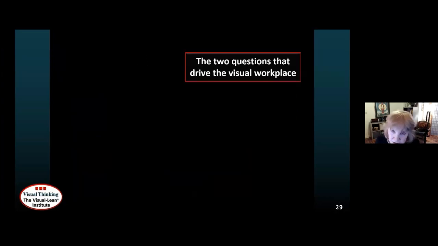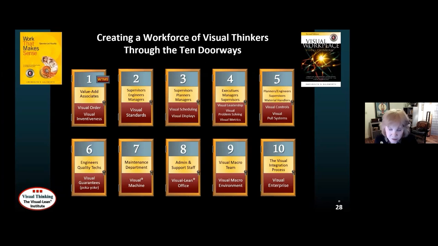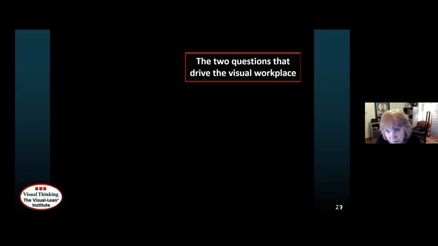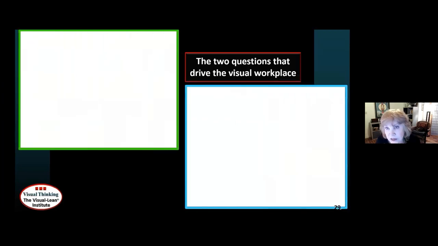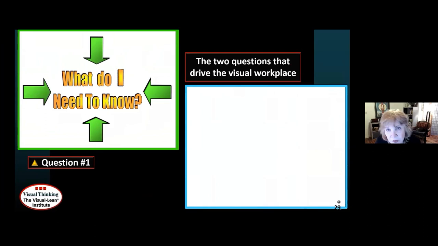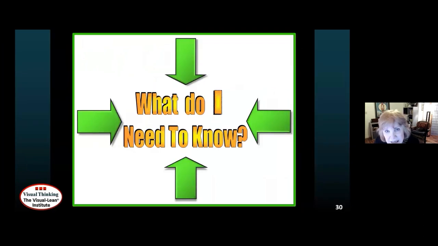But we're going to be focusing on operators, doorway number 1, but the questions I'm about to show you are absolutely 100% relevant to each and every one of those doorways. The 2 questions that drive a visual workplace conceptually. The first question is, what do I need to know? Please notice the I. It does not say, what do we need to know?